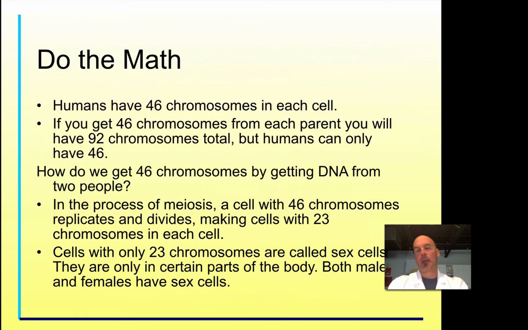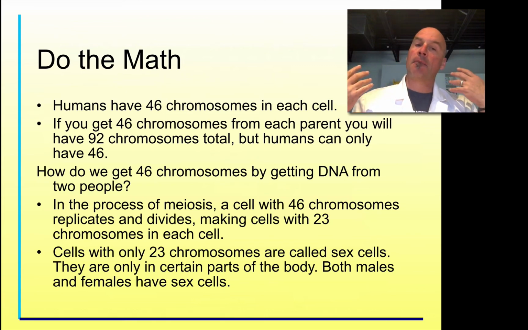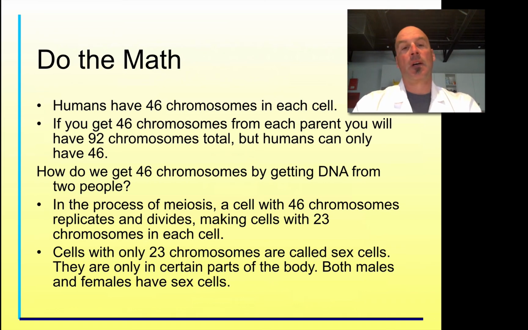All right, so let's do some math. Yay, math! Humans have 46 chromosomes in each cell. If you get 46 chromosomes from each parent, you'll have 92 total. But to be healthy and genetically where we need to be, we can only have 46. So how do we get the 46 chromosomes? By getting DNA from two people.